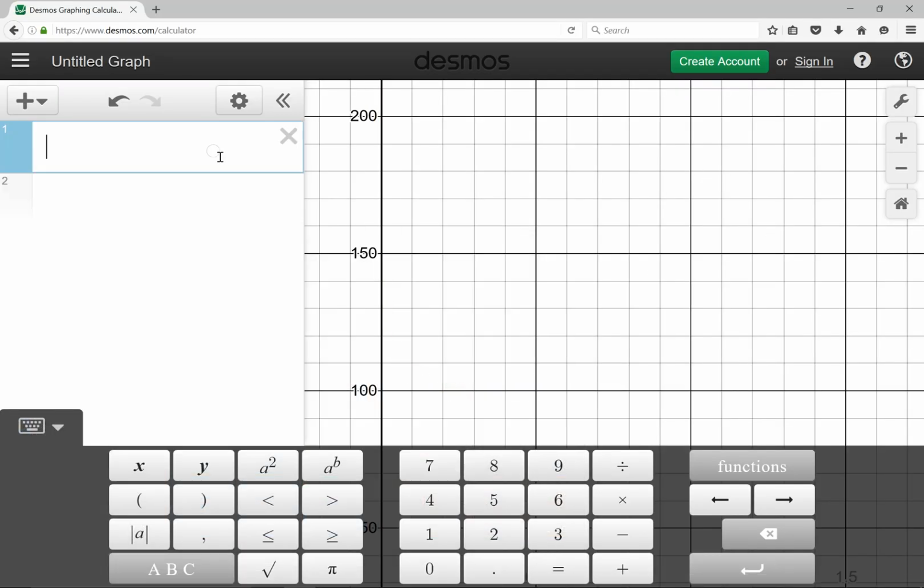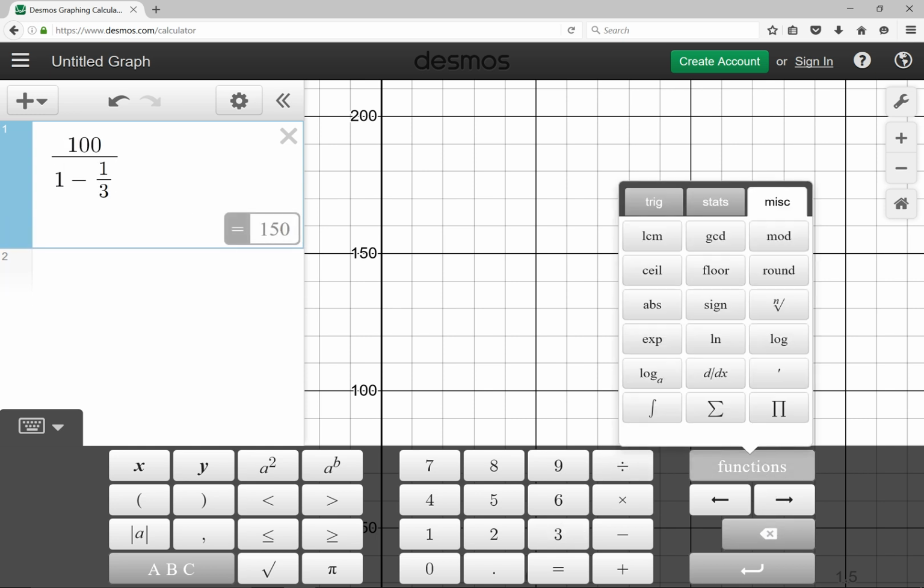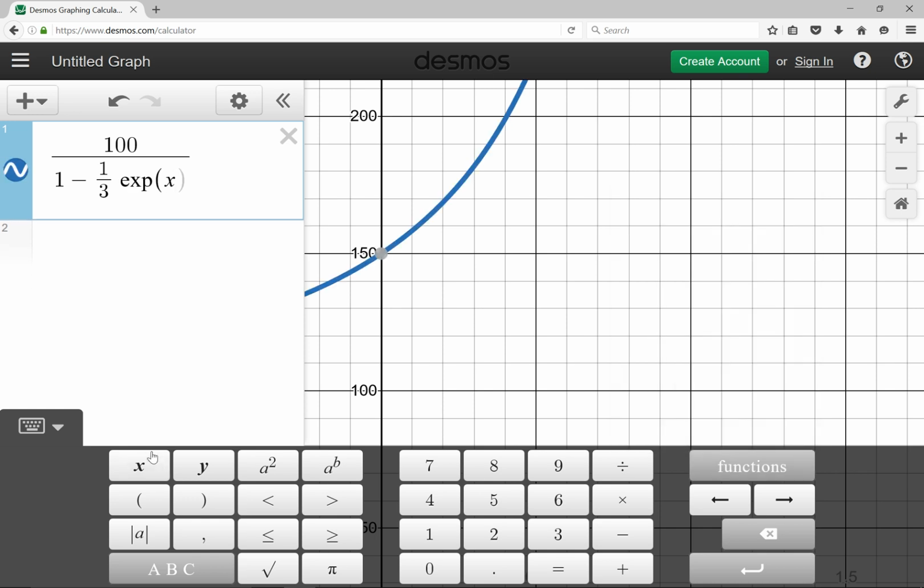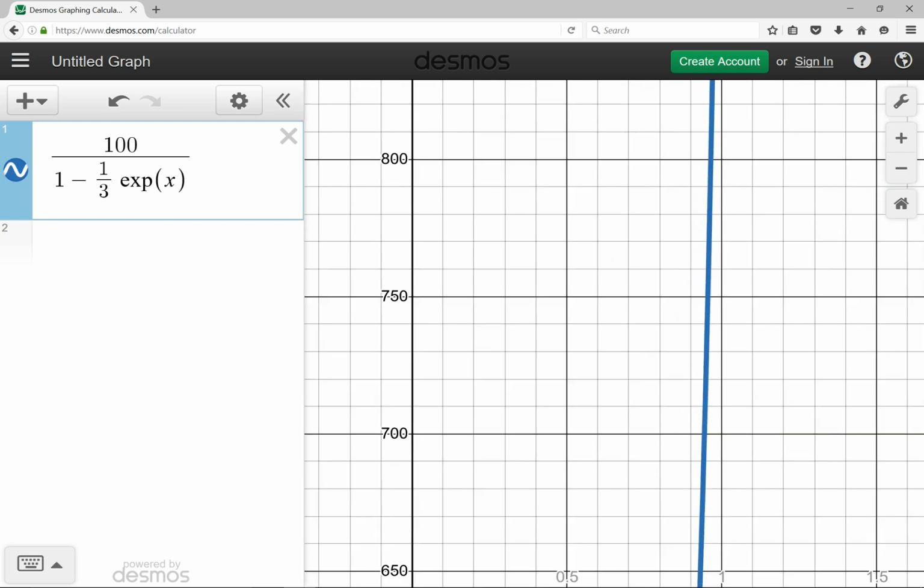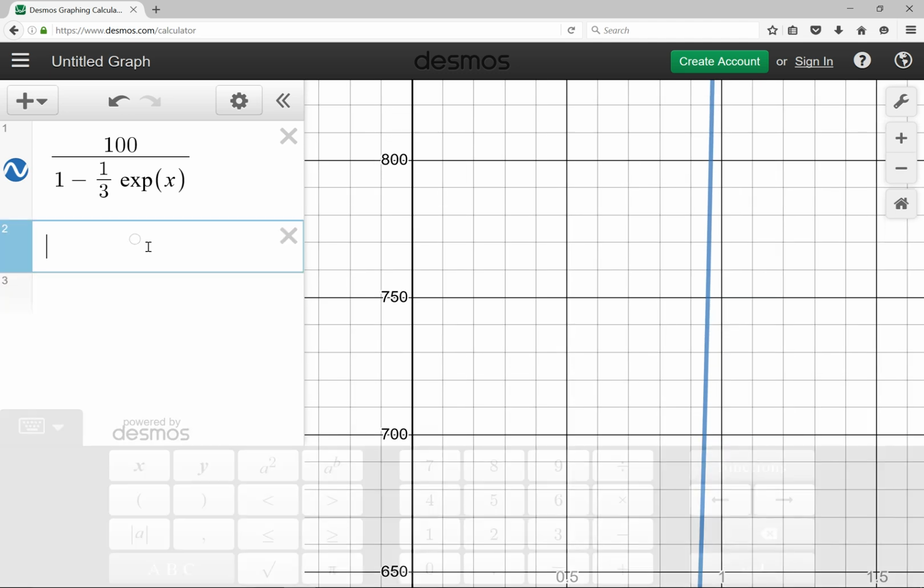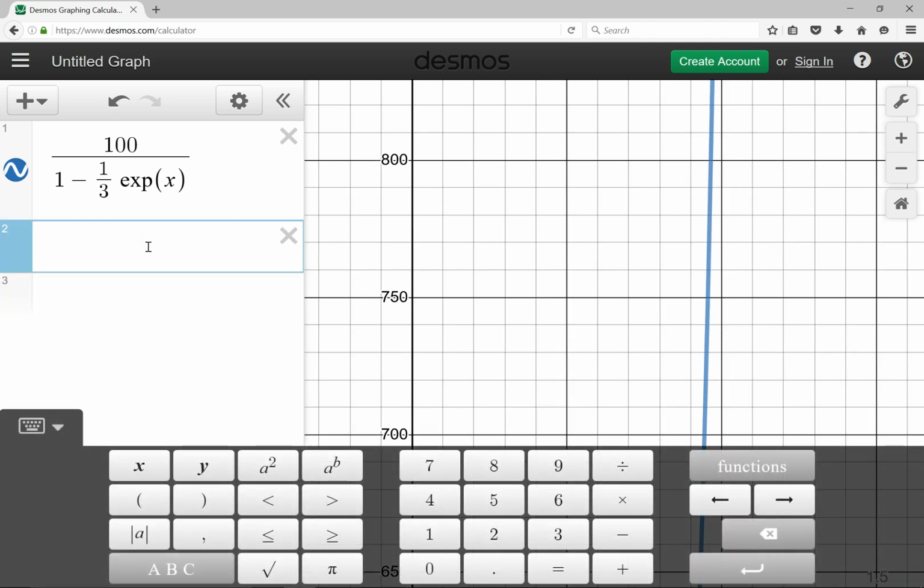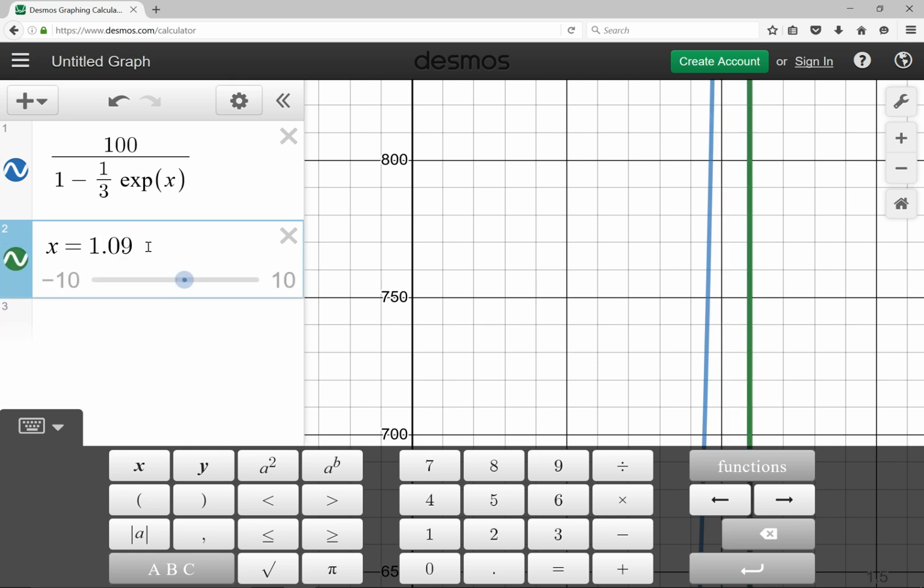What was it on top? What was my function? 100 over 1 minus 1/3 e to the t. There it is, baby. And we seem to have reached an asymptote, and that's the line at x equals 1.09. That's pretty close. We're getting close to it, whatever. But notice that we're only at a population of 800. That's not really doomsday yet, but it's getting there.